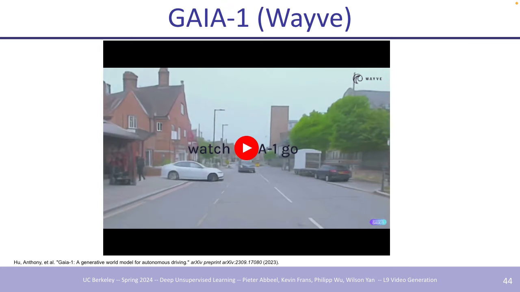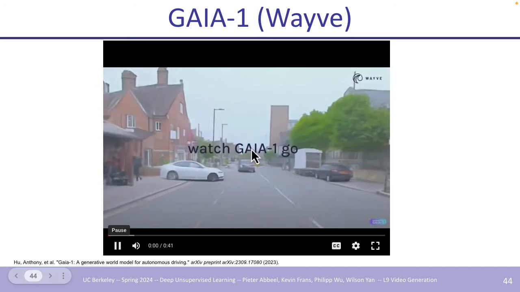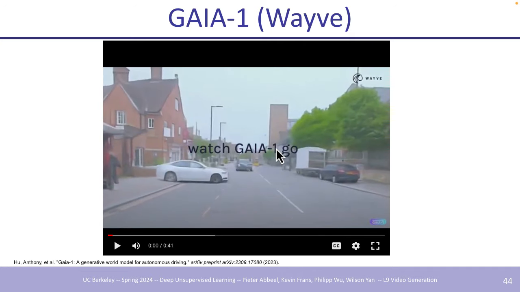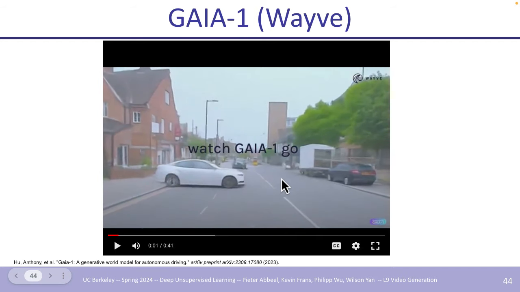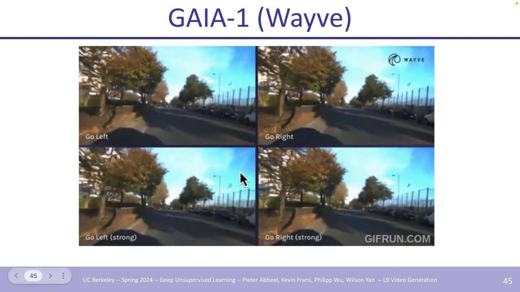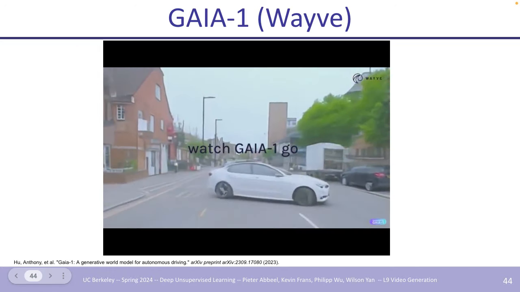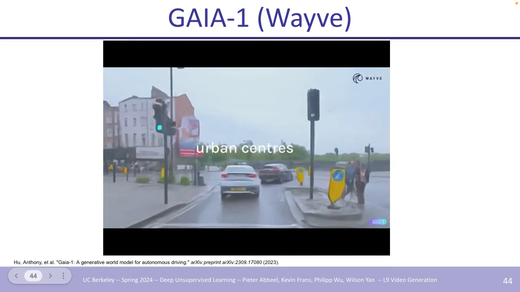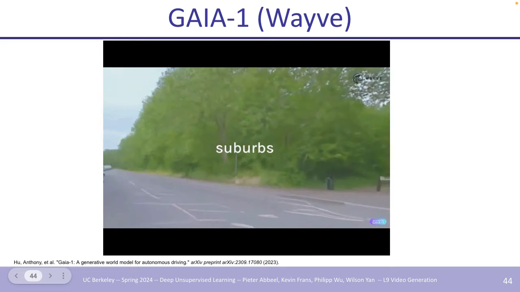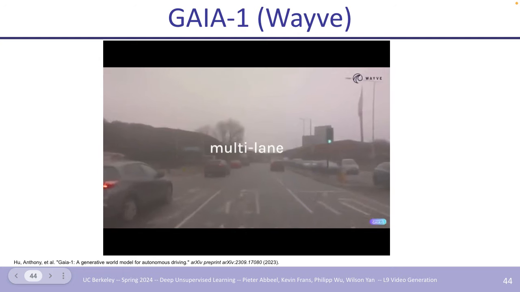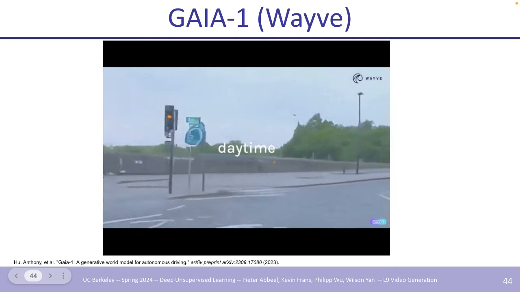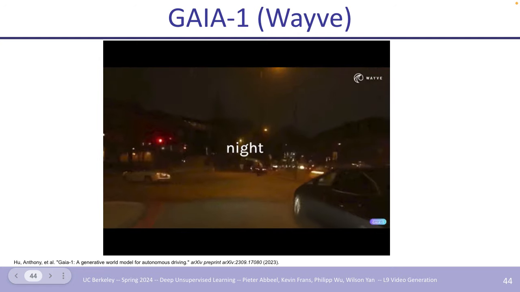This was another example from Wave, where they trained on self-driving video data. So this is all generated video, which you can kind of tell if you really squint. But it knows it's supposed to stop when a car is in front of it. You can do turning, I think it was almost going to change lanes, and you can do different times of day, stuff like that.